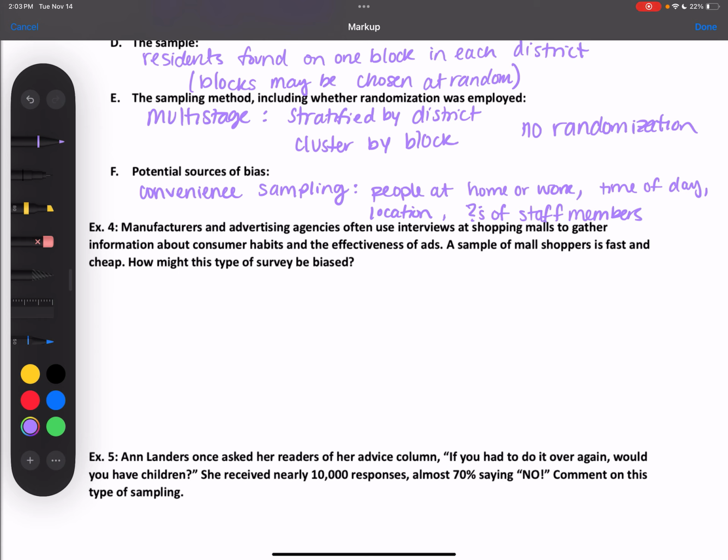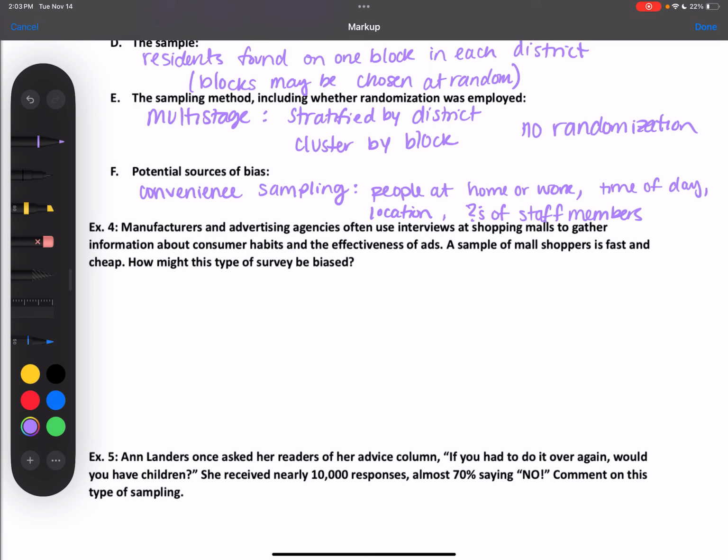To people at malls, convenience, because it says fast and cheap. I also think of undercoverage as well. So there's a few different options here, definitely. Because they're not going to everyone in the mall. Right, and on the other side of things, not everyone shops at the mall, right? So everyone's opinion wouldn't be heard.